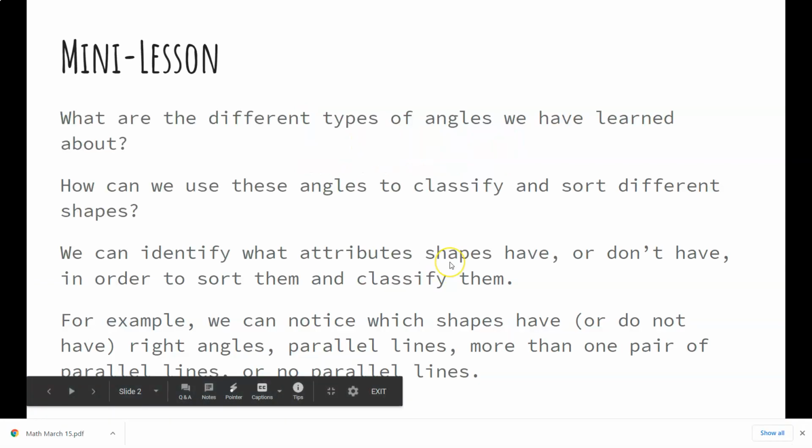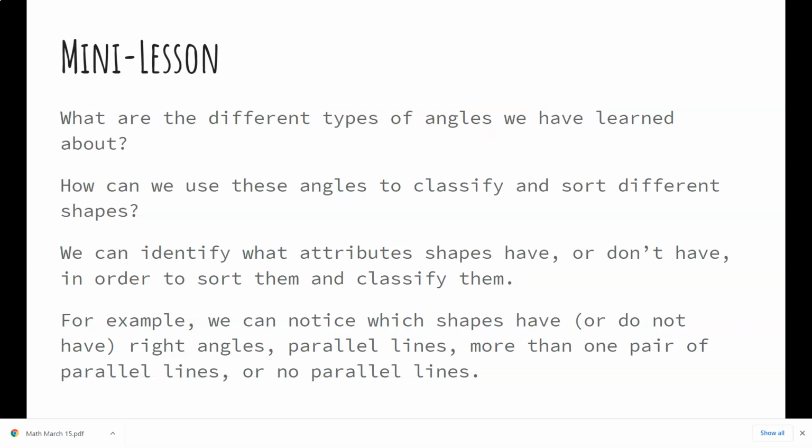So think about the different types of angles we have learned about. If you remember back to last week, we learned about right angles, which were those perfect 90-degree angles, like in the corner of a square or a piece of paper. We learned about acute angles. Those have a degree of less than 90, so any amount of degrees lower than 90. It could be 20 degrees, it could be 47 degrees, it could be 89. If the number is less than 90, it's an acute angle.